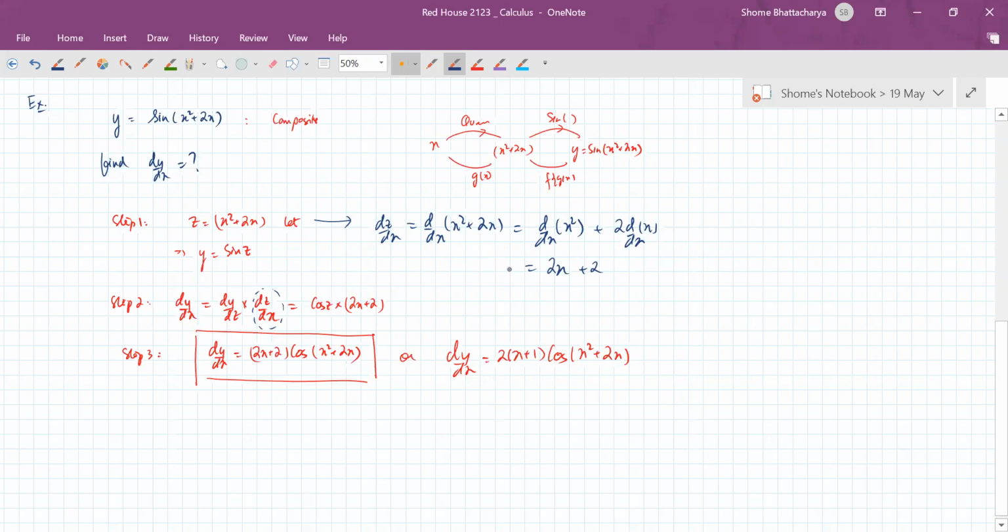Yes, sir. So substitute this dz by dx. Similarly, this one, dy by dz, is the differentiation with respect to z of sine z. So that by formula is cos z. So this is substituted here, and this one is substituted here. Thank you, sir.